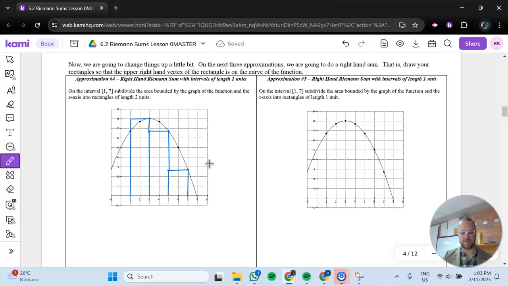So you can see it looks definitely a little bit different. And we're going to get another answer. And we can guess that this is probably going to be less accurate. We can also guess that this is going to be an underestimate, right?